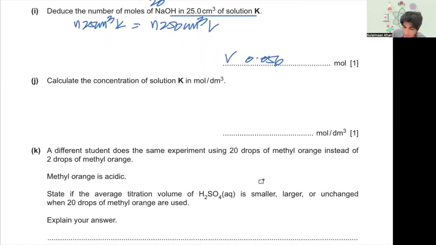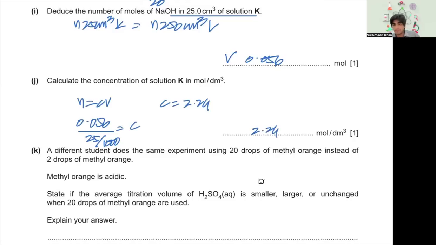Calculate the concentration of solution K in mole per dm cube. So now we have the moles of solution K. You know, then these are the moles of solution K. So now I just need to find out the concentration. n is equal to CV. We have the moles of solution K, and we also have the volume of solution K, which is what? 25 cm cube, but divide by 1000 to convert it into decimeter cube. What do you get as the concentration? Sorry for my pathetic writing. 2.24? 2.24. See, the concentration changes.